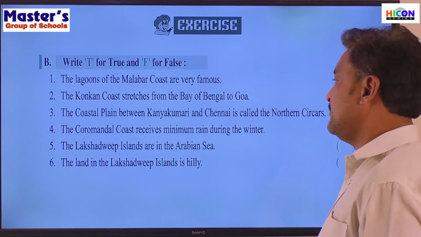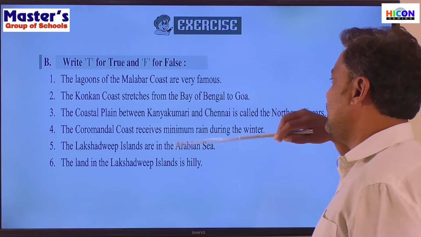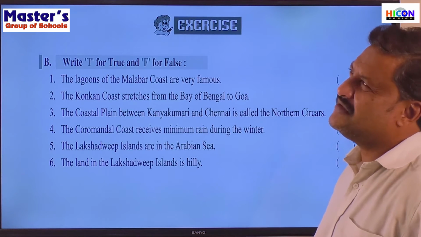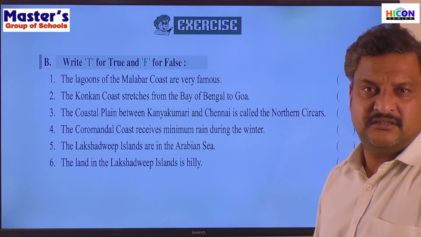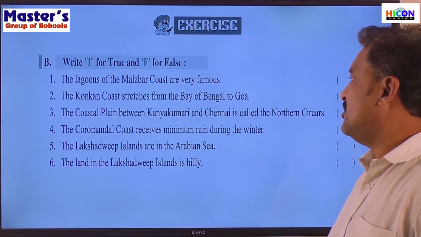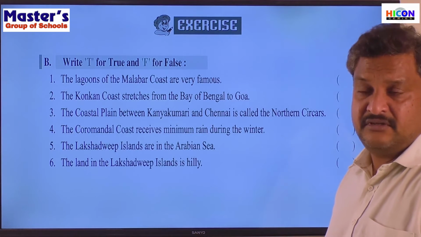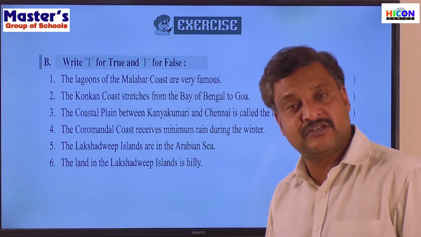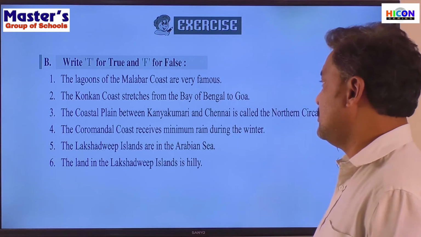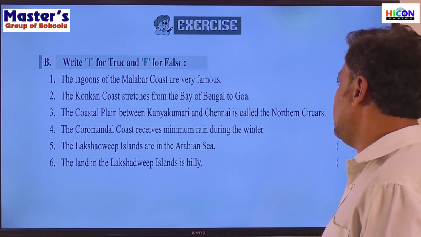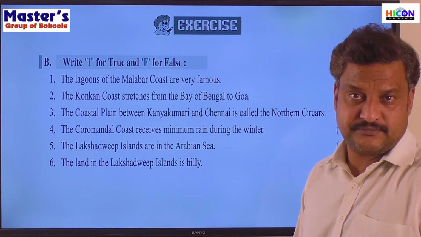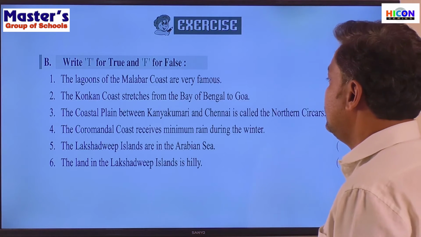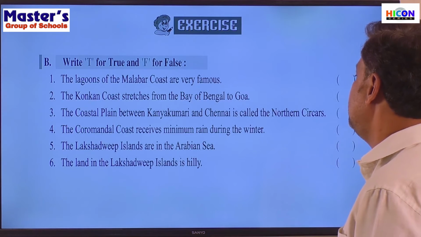It's a false statement. The coastal plain between Kanyakumari and Chennai is called the Northern Circars. The Northern Circars are on the northern side, isn't it? The coastal plain between the Sundarban Delta and up to Machilipatnam, more to the north of River Krishna, is called the Northern Circars. And the coastal plain between Kanyakumari and Chennai is known as the Coromandel Coast. Isn't it? Yes. So again the answer is a false one. The Coromandel Coast receives a minimum rain during the winter.